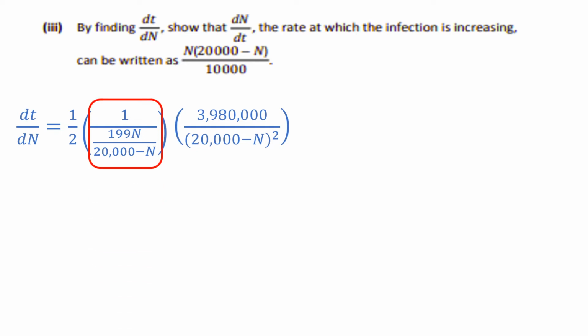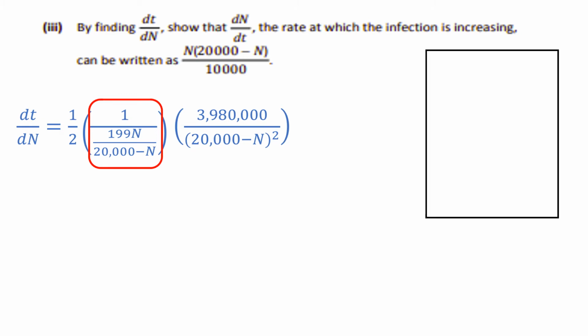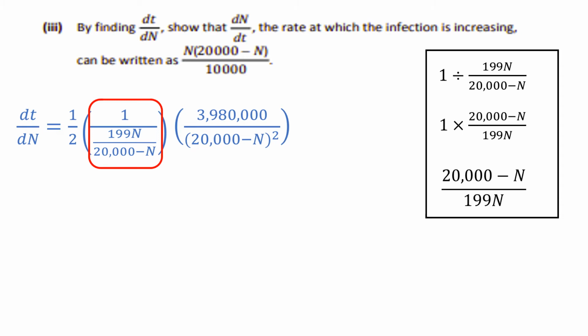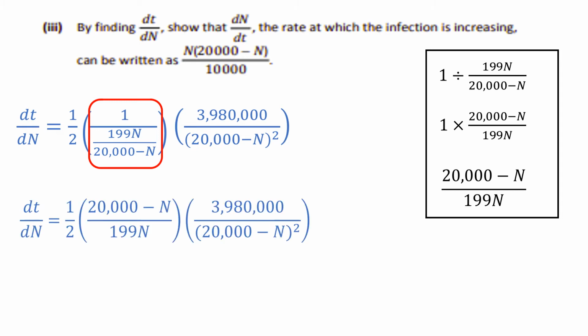Specifically, we want to work with this complex fraction. A complex fraction is a fraction within a fraction. What I find easier is to write this as actually division. So we have 1 divided by that fraction, the denominator. Instead of dividing by a fraction, it's much easier to multiply by its reciprocal. So we multiply and flip the fraction, and that simplifies to simply 20,000 minus n over 199n.